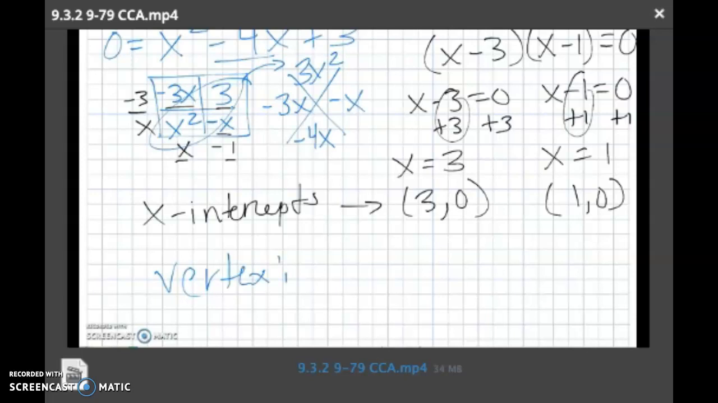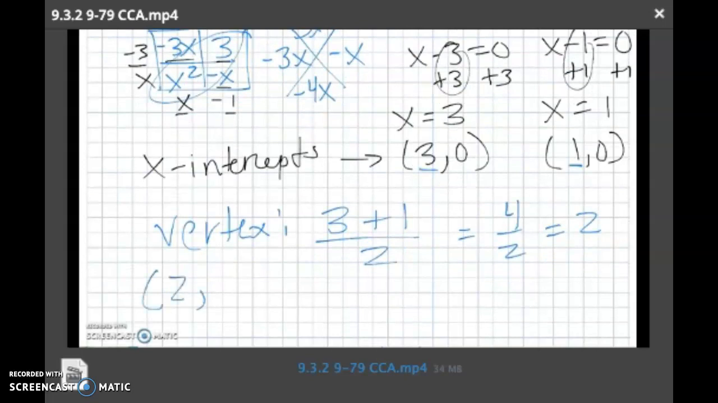I would just take my 2 roots, add them together, and divide by 2. And this is going to give me the x-coordinate of my vertex. So the x-coordinate of my vertex is at 2.